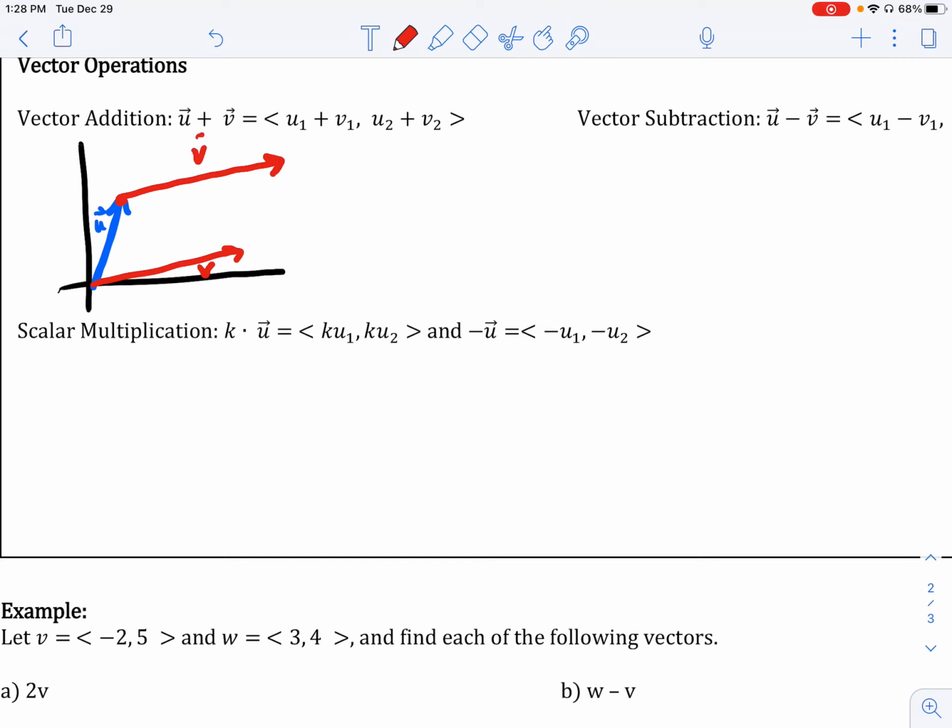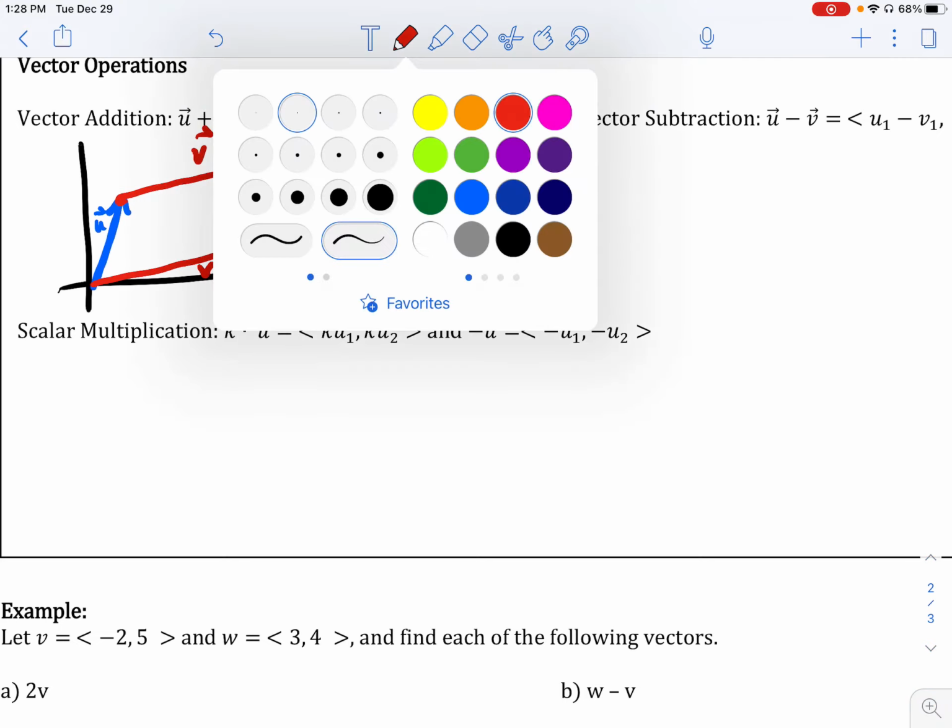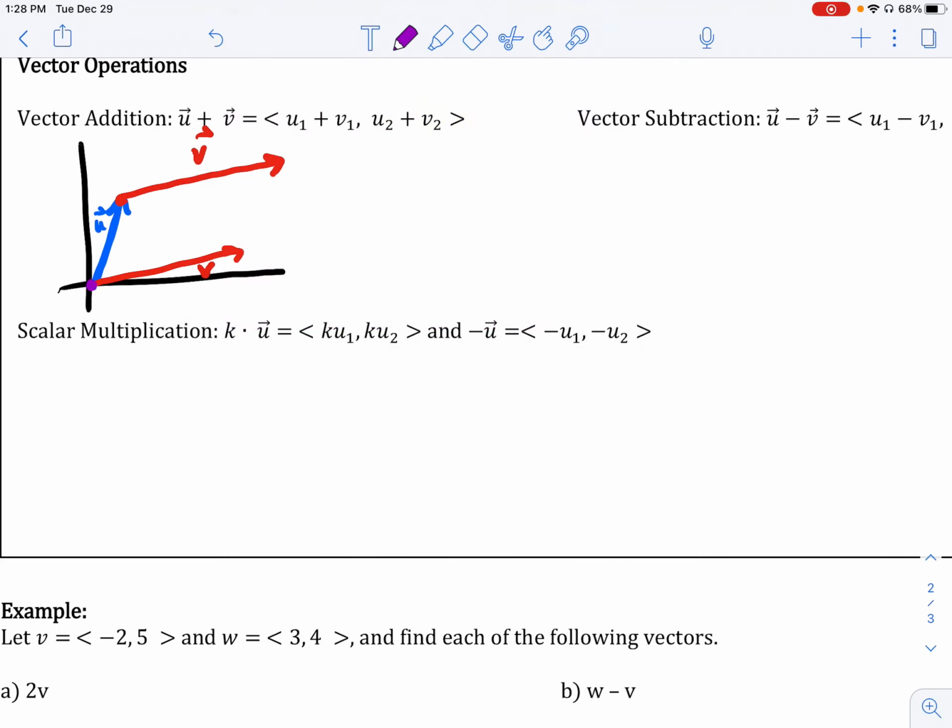This is vector v right here. And the vector that starts from the initial point of u and ends at this terminal point of vector v, this is what we call our resultant vector. This is u plus v. And I'll just label that. This is what we call our resultant vector. Now, vector addition is commutative, meaning u plus v will give you the same resultant vector as v plus u.